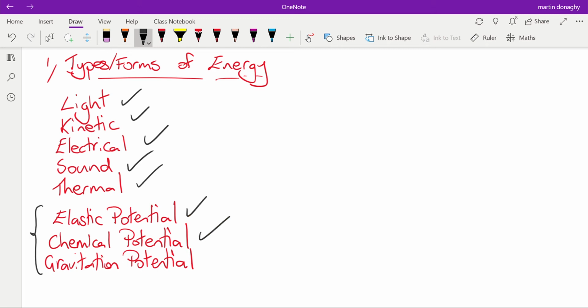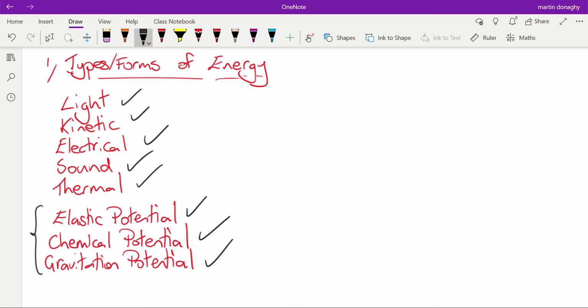Chemical potential energy then is energy contained in chemical bonds that can be released through chemical reactions. So examples of chemical potential energy would be any type of fuel. So coal, oil, gas or wood contains chemical potential energy. So do foods, but also inside a battery or a cell there is chemical potential energy. And then gravitational potential energy is energy that something contains because it is high up in a gravitational field. So for instance, a book sitting on a shelf will have gravitational potential energy.